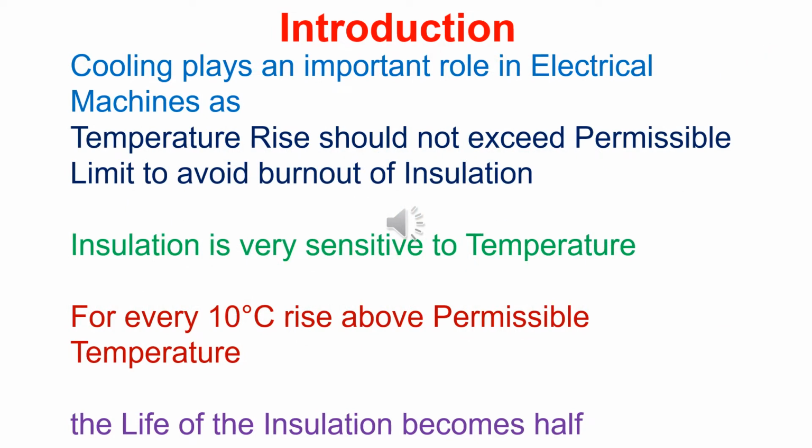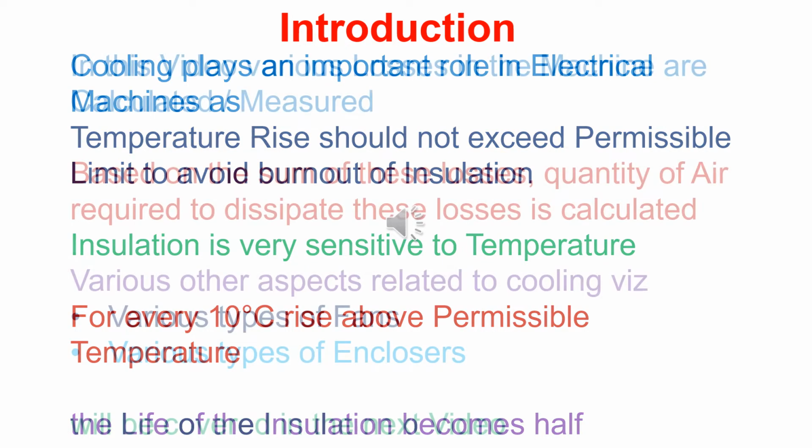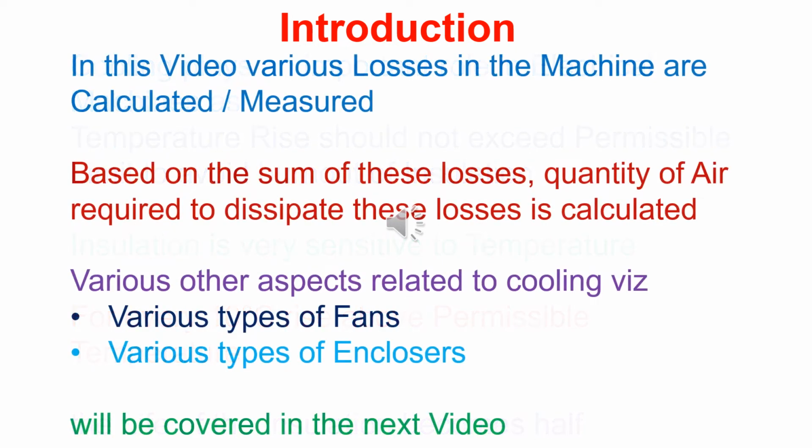There should be sufficient cooling in electrical machines to avoid damage due to high temperature. The life of the insulation reduces drastically with temperature. An example of a squirrel cage induction motor is taken. Total loss is measured by performing no load test. Knowing the total loss, required air discharge is calculated.